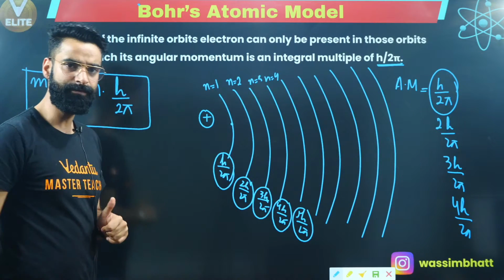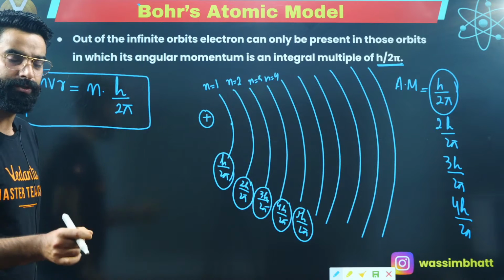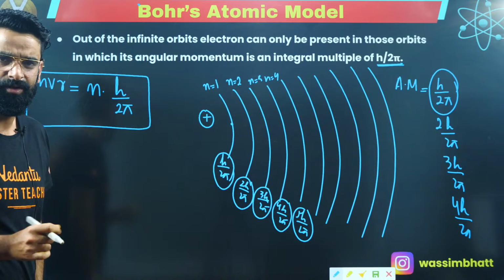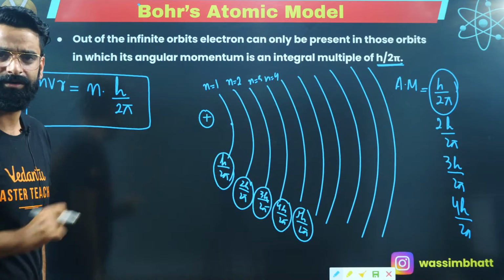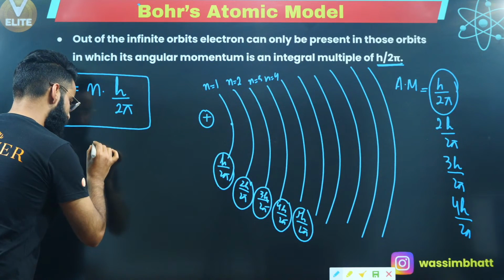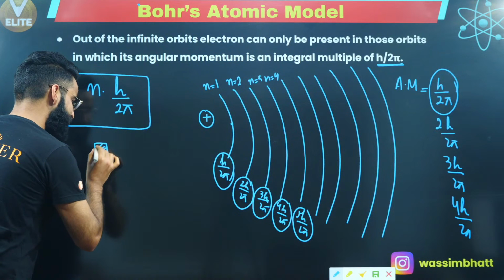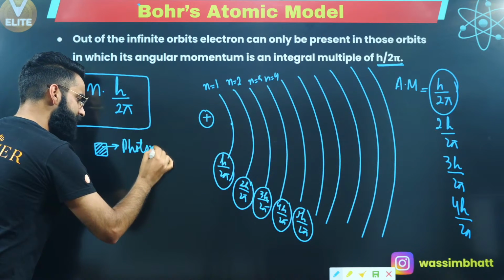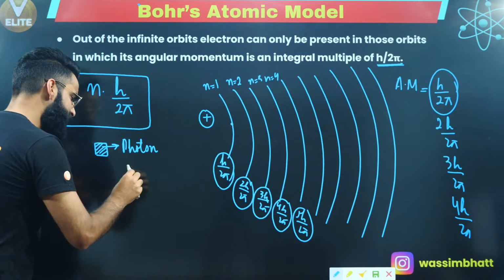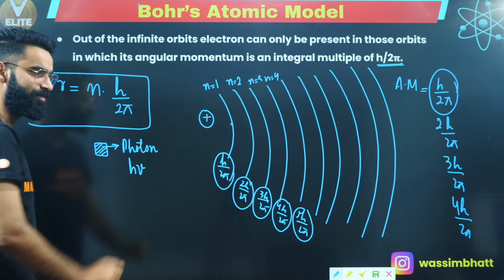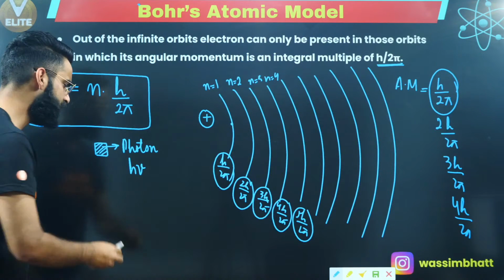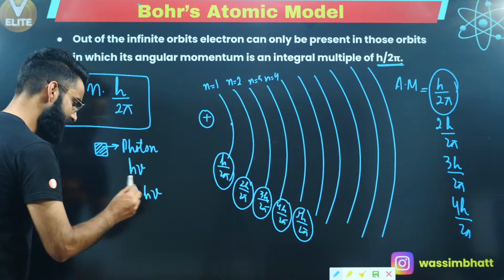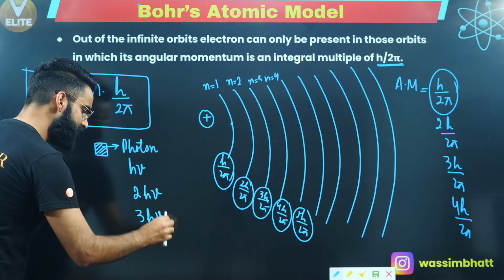I hope you remember, in Planck's quantum theory, I told you your light radiation consists of photons. Photon was the smallest unit, a packet containing some energy. That's what I used to call a photon in case of light. What was the energy associated with one photon? It used to be h nu. If I have 2 photons, the energy associated will be 2 times h nu. For 3 photons, 3 times h nu.